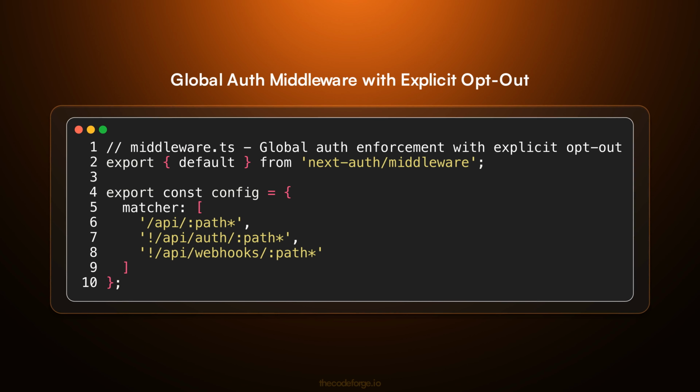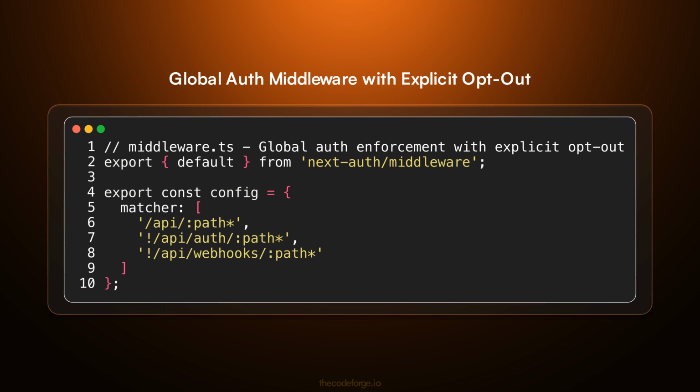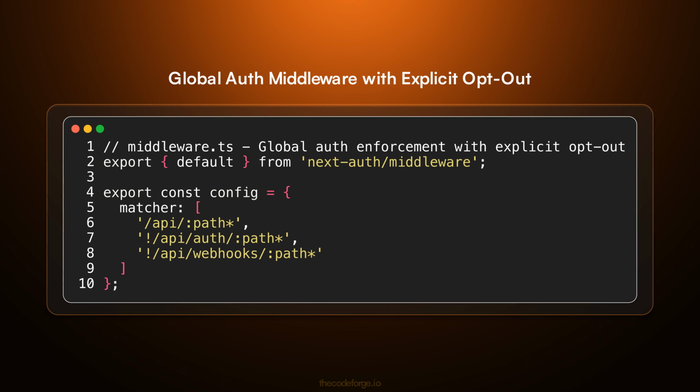The article mentions that AI-generated auth middleware was applied to only 3 of 15 routes. A safer pattern is to use a global middleware that blocks all /api routes by default and then explicitly opt out public endpoints, like webhooks or auth routes, using a config array. This ensures no route is accidentally left unprotected.